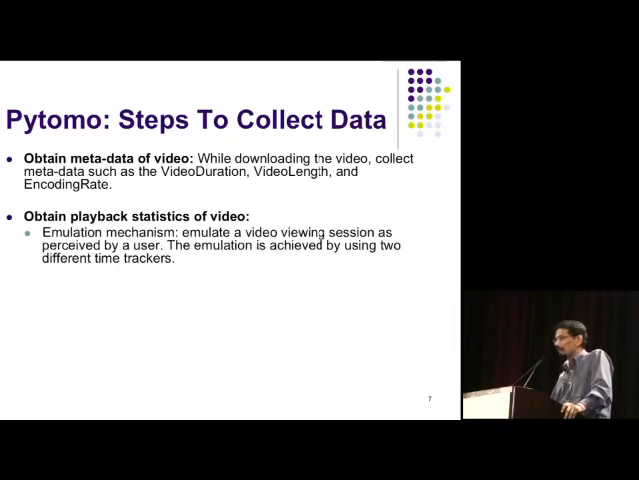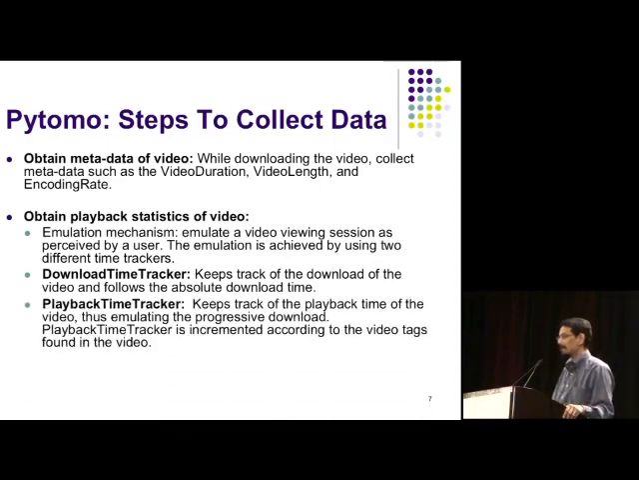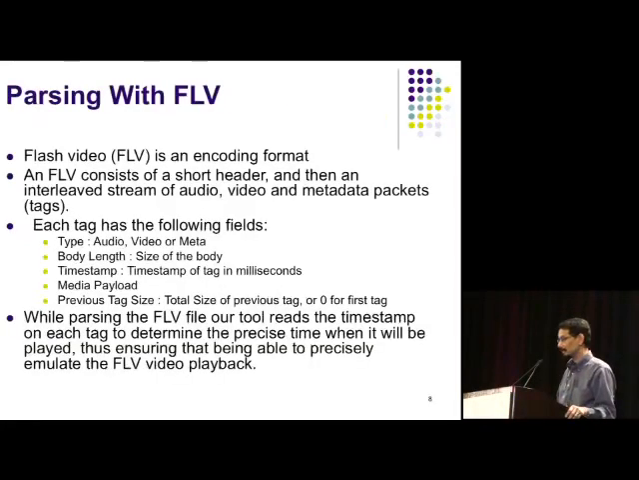And then to be able to do the playback, as you know, YouTube does what is called a progressive download. And so we have two time trackers in our tool. One is called the download time tracker, and the second one is the playback time tracker. We keep those trackers to play it out so that we can find out if there's a stall, and then we collect the information about where the stall was and how long the duration of that stall was. And if it stalls again, we can collect that information again.